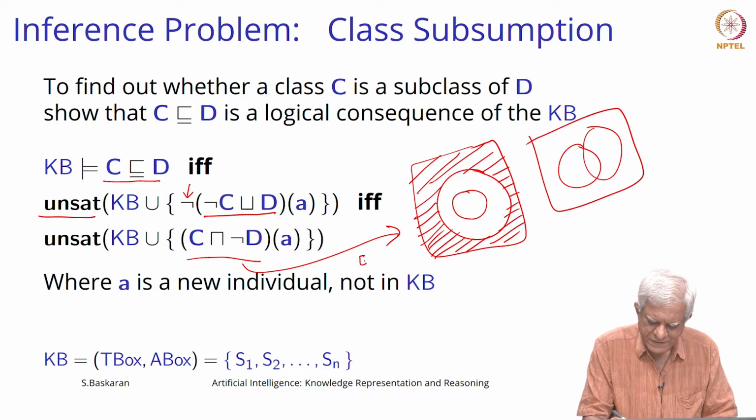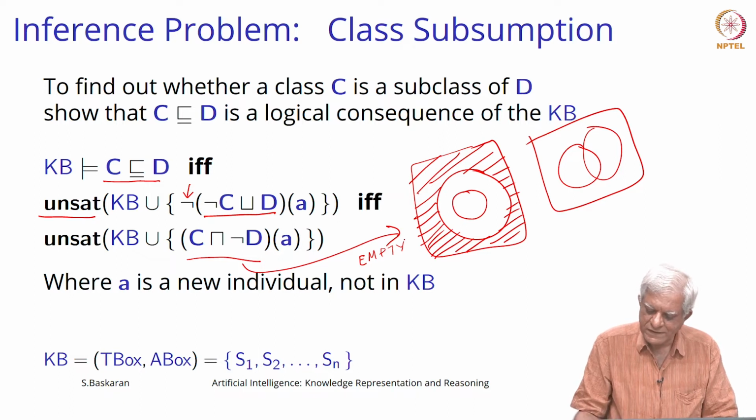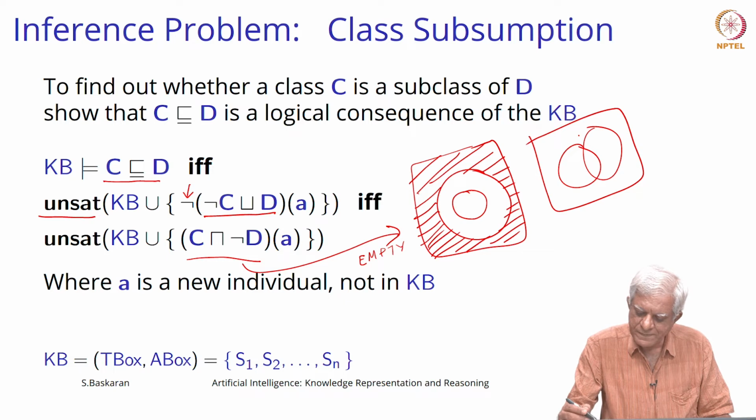Okay, so you must remember that this is empty, because C does not have an overlap with not D. Not D is the shaded portion outside, and C is the shaded portion inside essentially. So this was C and the other thing was not D, and you can see there is no overlap, I think.